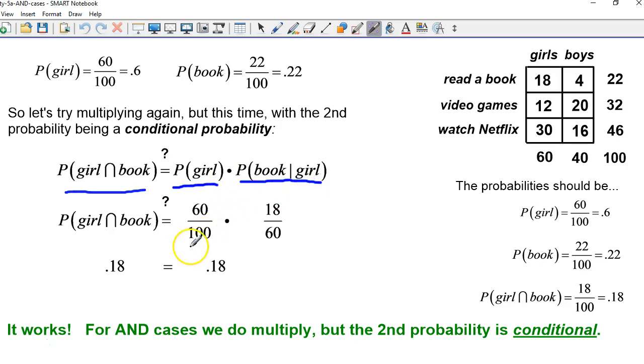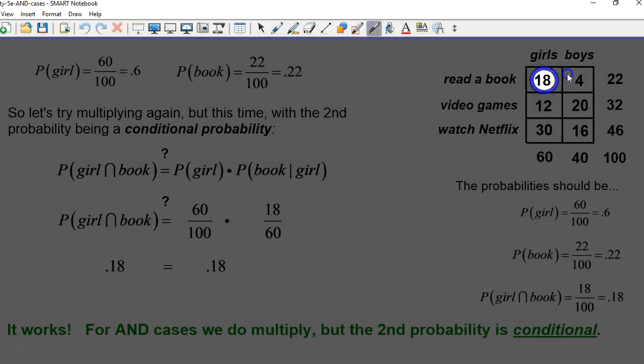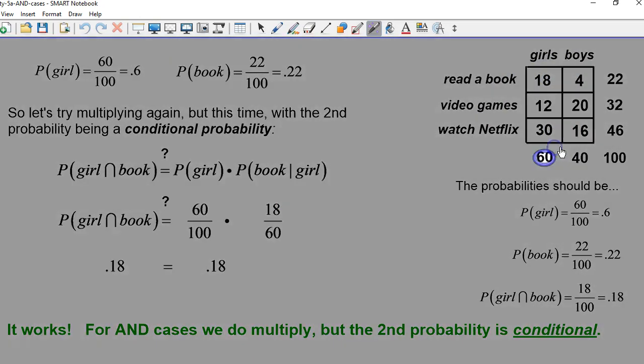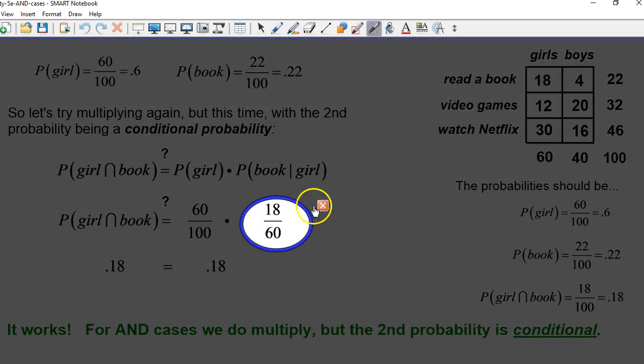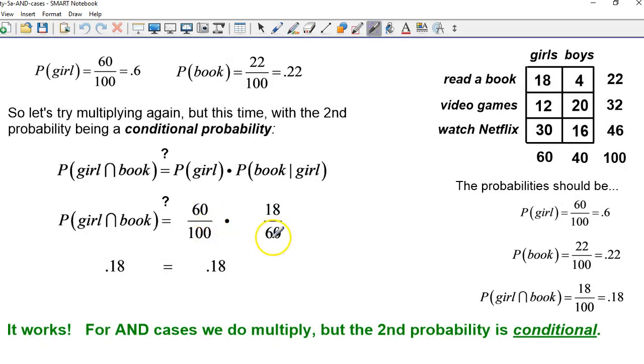Okay, so the probability of girl was 60%, right? 60 out of 100. And the probability of book given girl, the conditional probability, is 18 out of the 60 girls only. Right, so that'd be 18 out of 60. And when we multiply those two, the 60s cancel out, and we get 18 out of 100, which is 18%, which is what we know to be the correct probability for AND. So it does work. For AND cases, we do multiply, but the catch is that the second probability has to be a conditional probability.